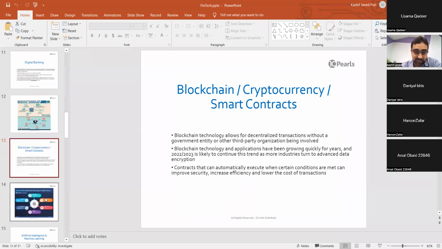So next trend is blockchain, cryptocurrency, smart contracts. Probably most of you might be aware of these technologies already, because we are hearing a lot about blockchain during current time. Blockchain is basically decentralized ledgers. In conventional banking, we see that data is available at a central location, but with blockchain, it is decentralized and there is no third party or government entity involved there.